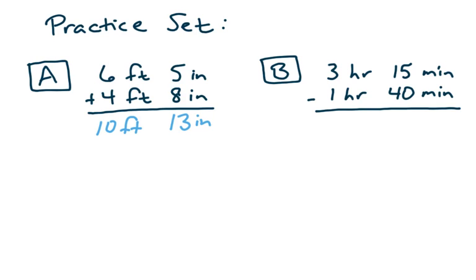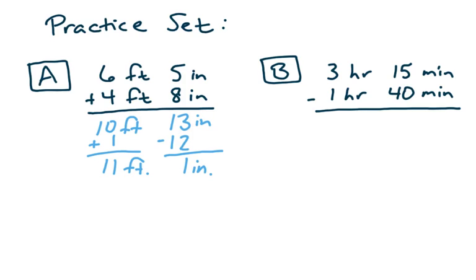13 inches is bigger than a foot. So we will need to take a foot away and add a foot over here. Take away a foot in inches. So 13 minus 12 is 1 inch. 10 plus 1 foot is 11 feet. We come up with the answer of 11 feet, 1 inch in simplified form.